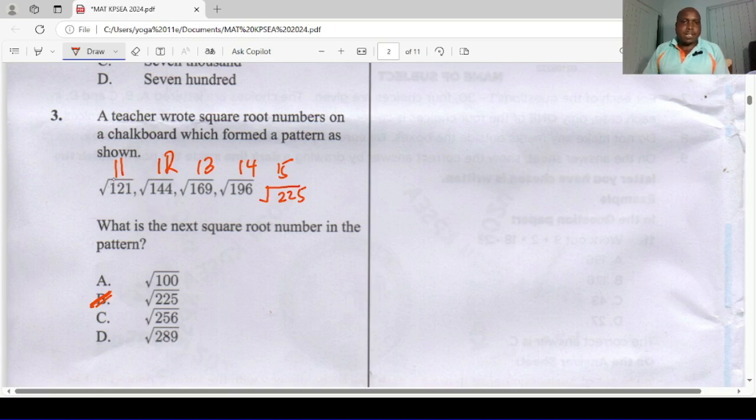I mean, the first one was the square of 11, the square of 12, which is 144, the square of 13, which gives you 169, the square of 14, which gives you 196. So the square of 15 was the next, and it is 225.